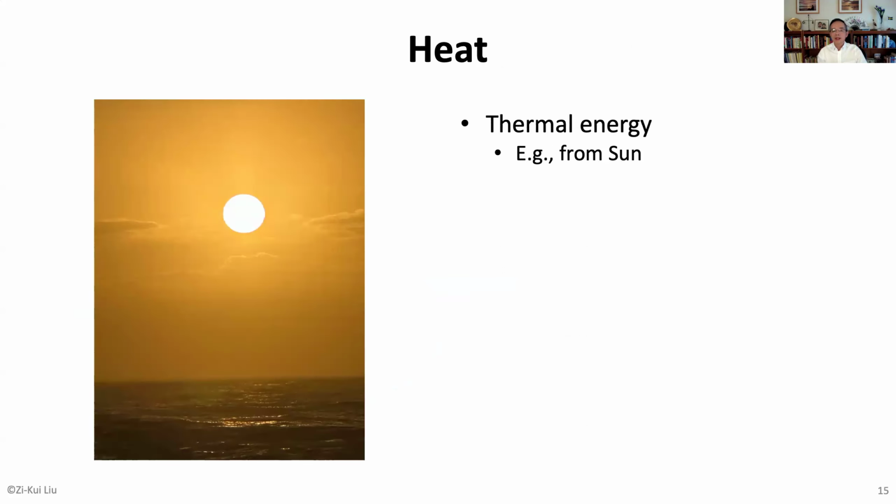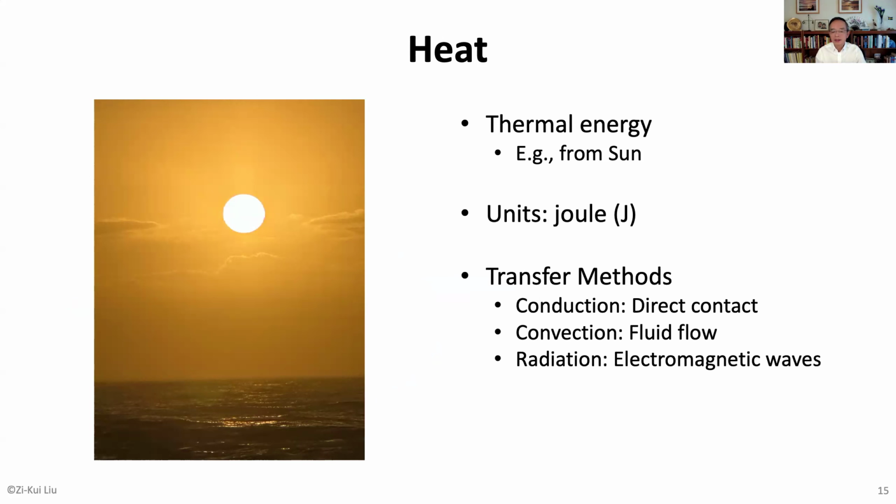Okay, let's talk about heat. Heat is thermal energy. For example, it's from the sun to the earth. Its unit is the joule, symbol J. And heat can be transferred in three typical ways: conduction, which is direct contact; convection, through fluid flow; or radiation, through electromagnetic waves. So the heat from the sun to the earth is transferred through radiation.